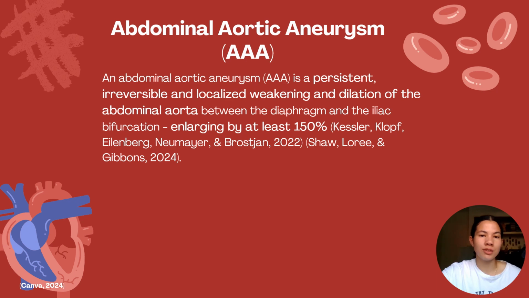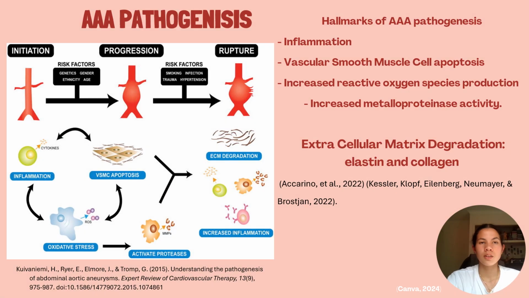It is a persistent, irreversible, and localized weakening and dilation of the abdominal aorta, and it should be enlarged at least 150% for it to be considered a AAA. The pathogenesis of a AAA is complex. It involves multiple biological processes which trigger and exacerbate one another, as well as several modifiable and non-modifiable risk factors which lead to its formation. These processes involve inflammation, vascular smooth muscle cell apoptosis, oxidative stress, and activation of proteases.